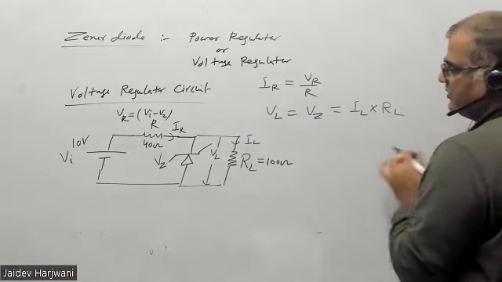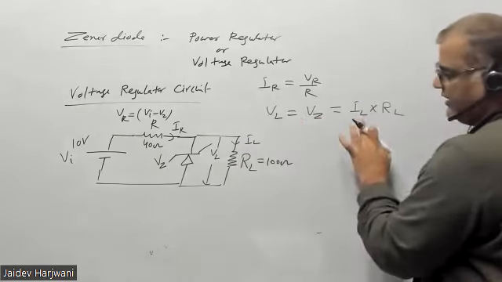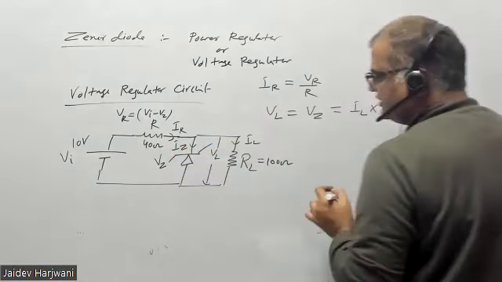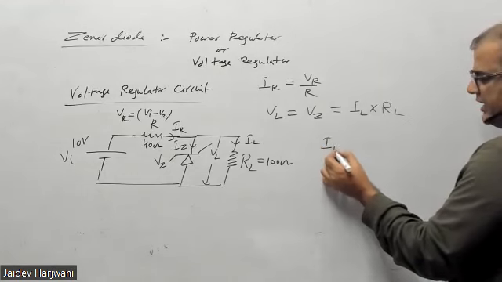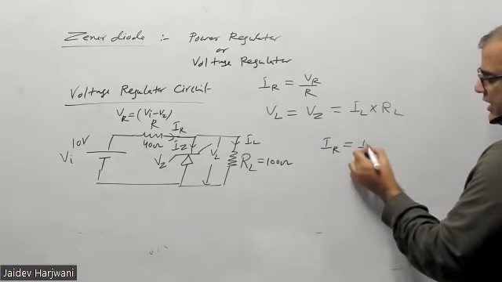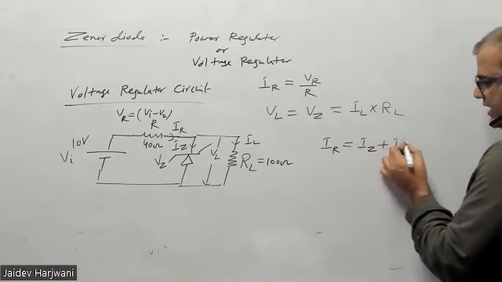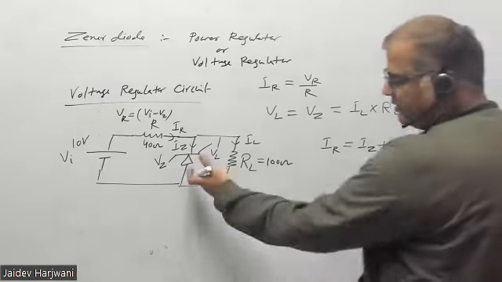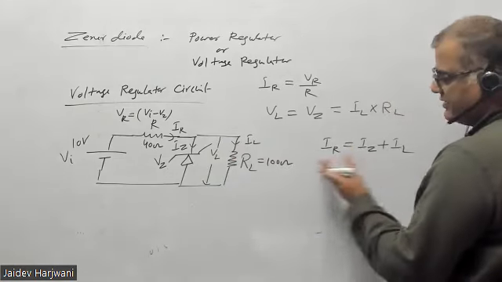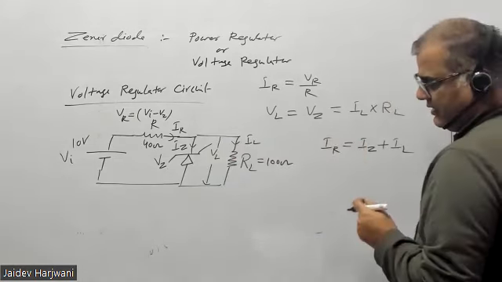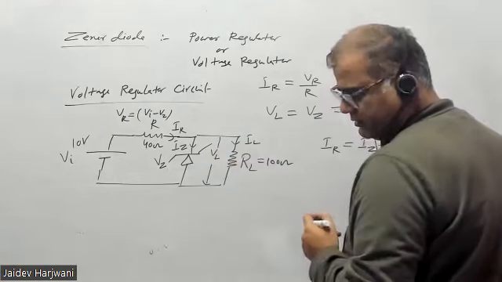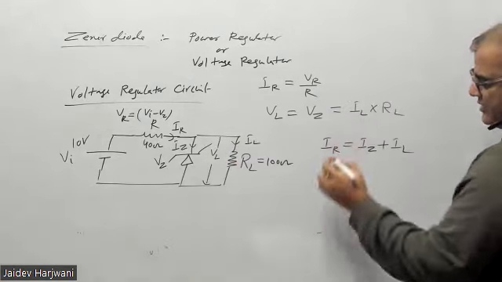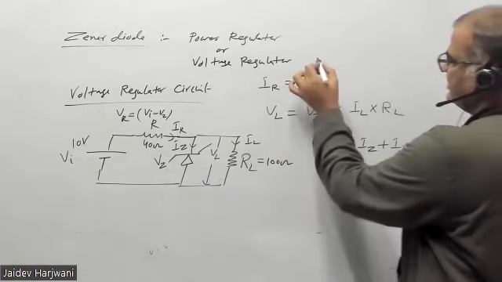Now you know the IR, you know the IL. From here, you can find out how much current is flowing in the Zener diode, because your IR is equal to IZ plus IL. So if it is on, you can immediately find IZ. If the Zener diode is on, then this is the case.